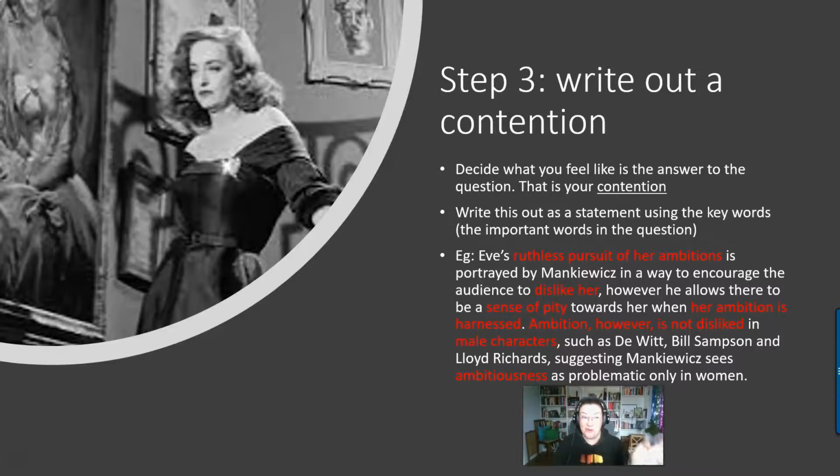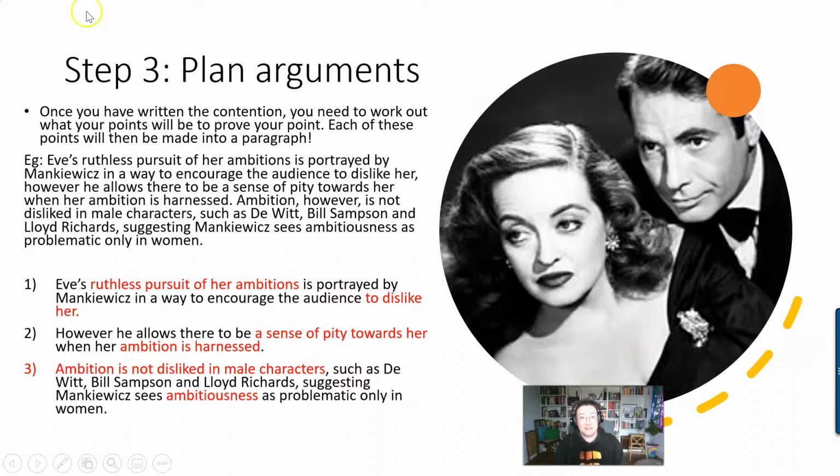So I'm saying, yes, on the whole we do dislike her, but at the end we kind of pity her rather than dislike her. And then my third thing that I wanted to say about the question is about ambition. And I say ambition, however, is not disliked. So it's not ambition that's the problem. In male characters such as DeWitt, Bill Sampson and Lloyd Richards, suggesting that Mankiewicz sees ambitiousness as problematic only in women. Okay, so you can probably see there what I'm going to do next. That should say step 4, shouldn't it?